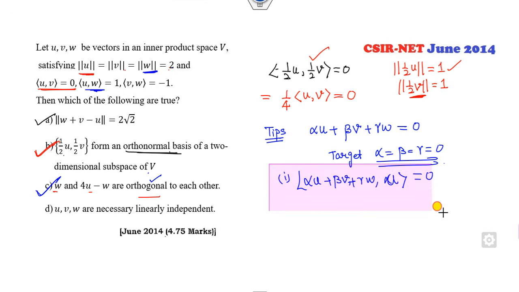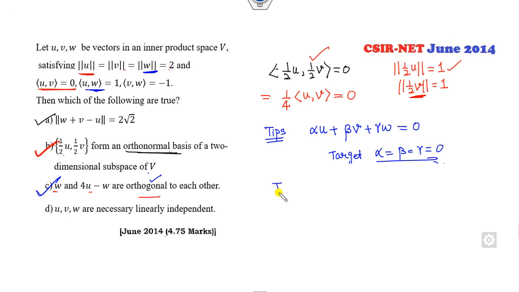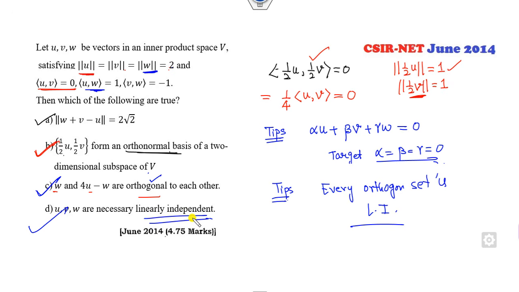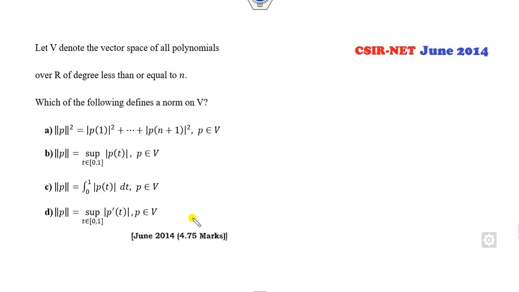I will simply tell you, we all know, remember, every orthogonal set is my LI. So that's very simple, because you already proved that it's orthonormal and orthogonal to each other. So it means they are my LI. So that's a simple result for you.